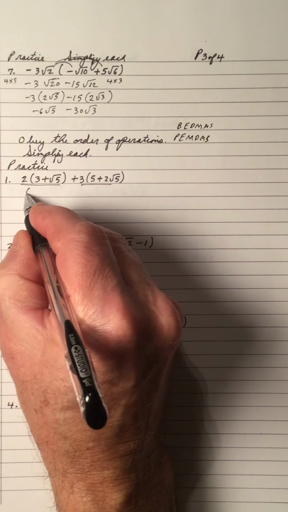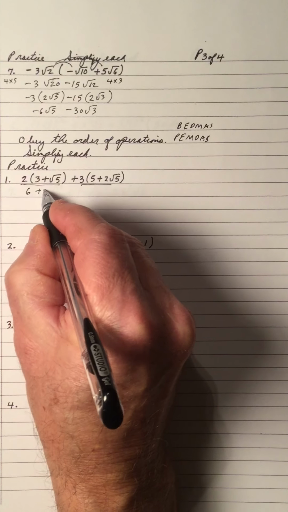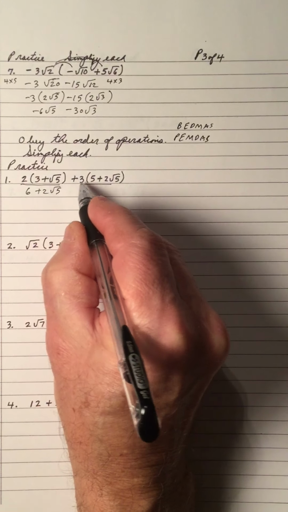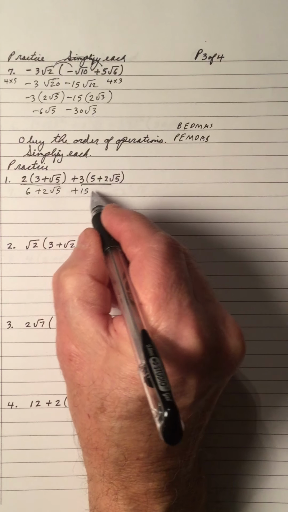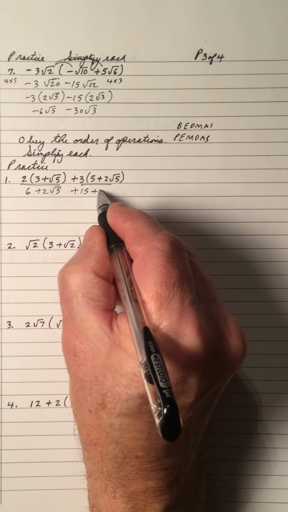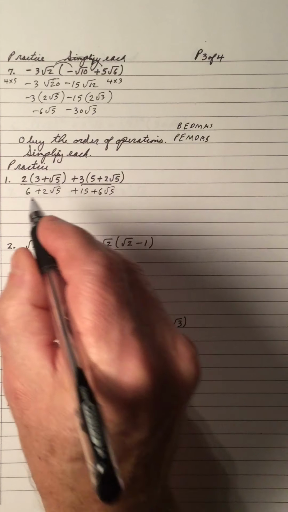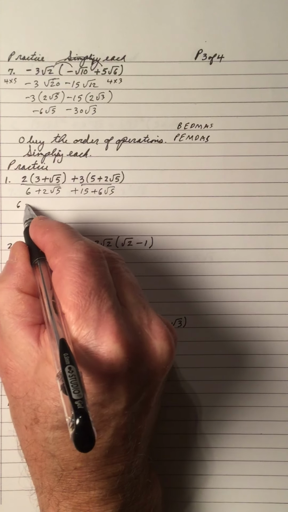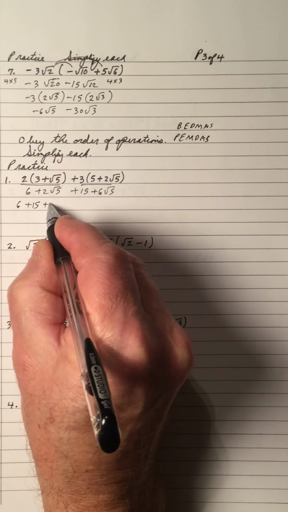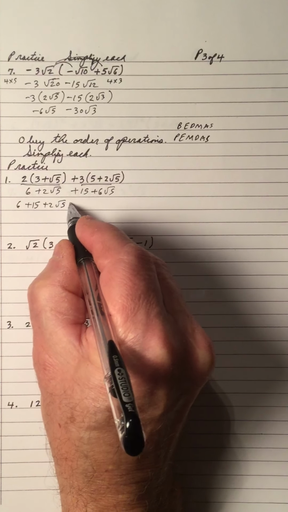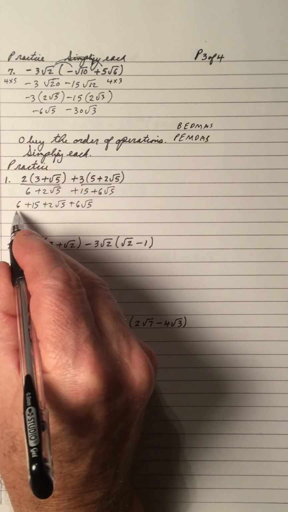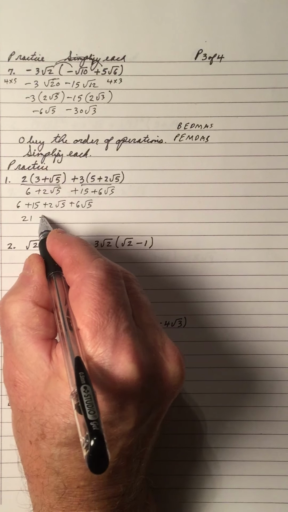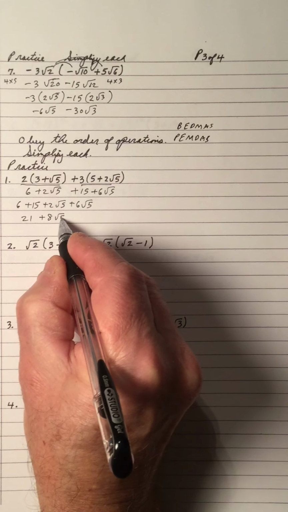So 2 times 3 is 6. 2 times root 5 is 2 root 5. Positive 3 times 5 is 15. And 3 times 2 root 5 is positive 6 root 5. And we group our like terms, so 6 plus 15 and 2 root 5 add on 6 root 5. And now they're like, so we got a 21 plus an 8 root 5.